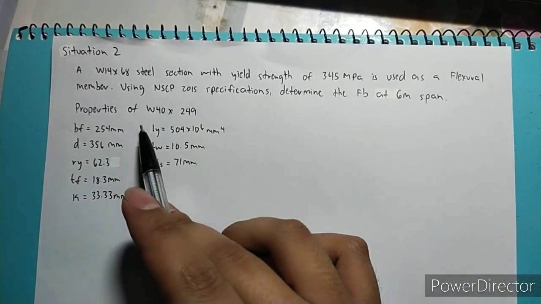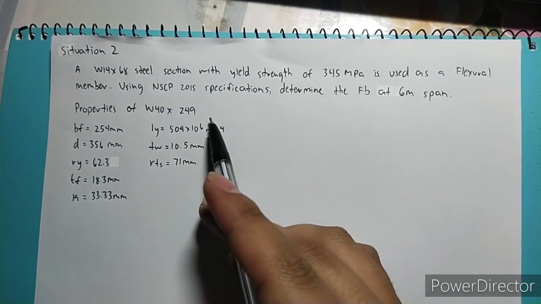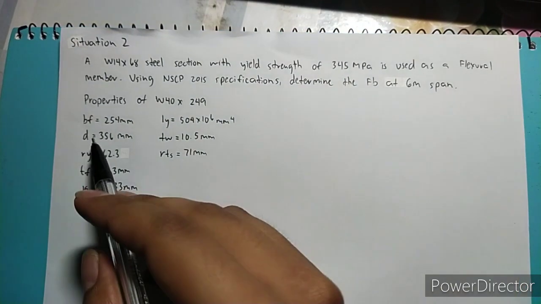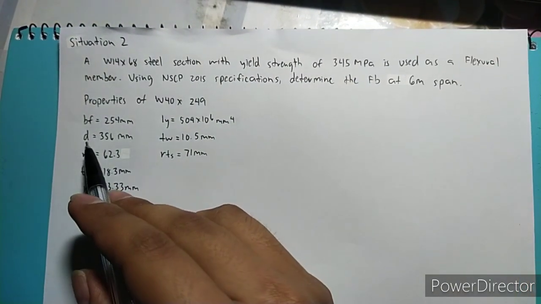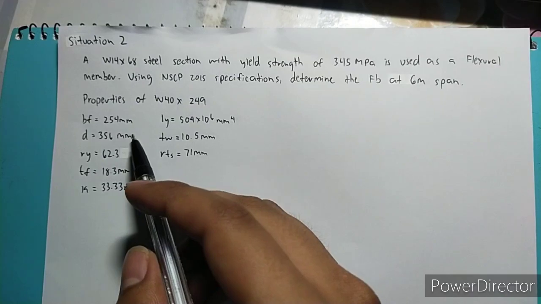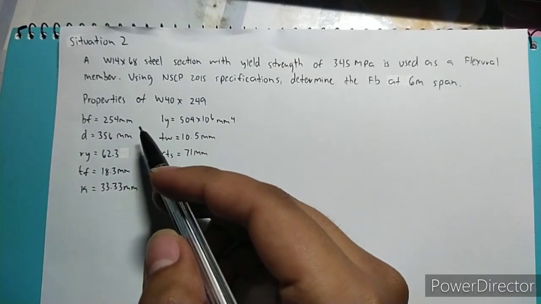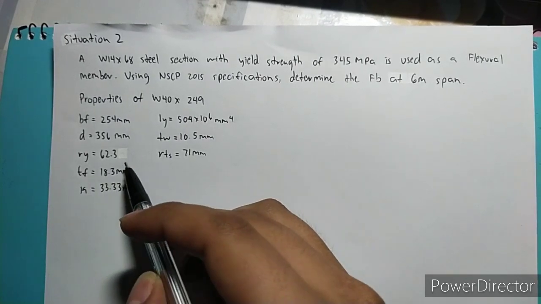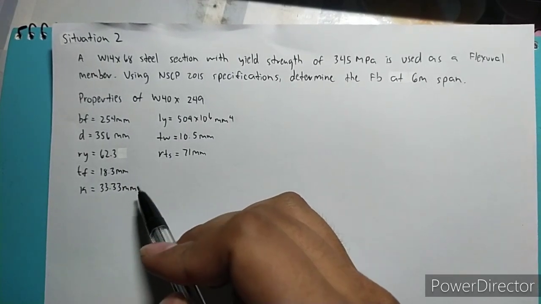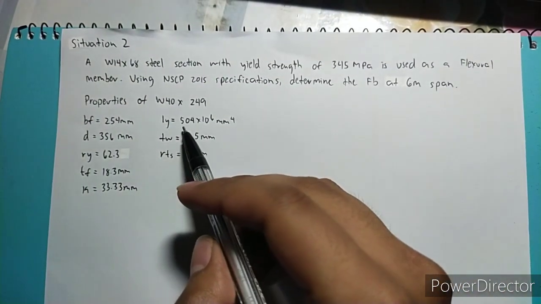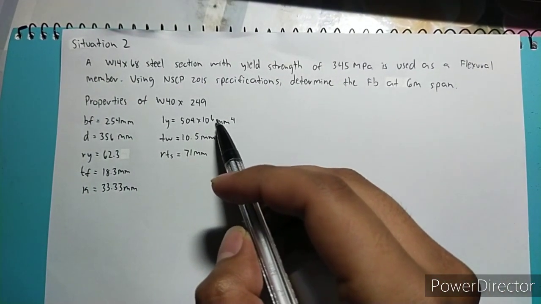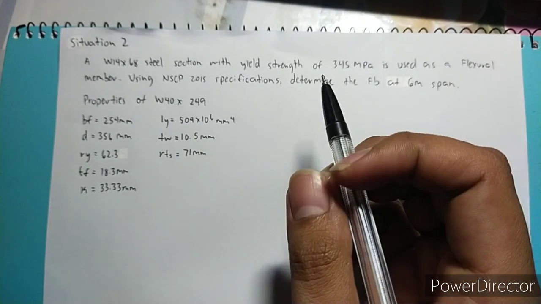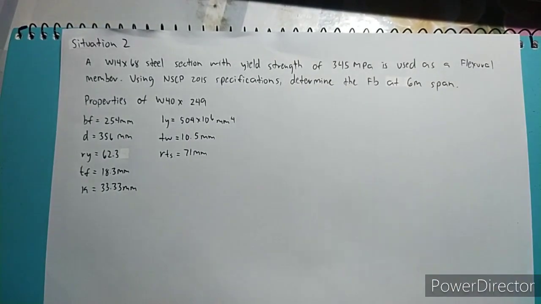So this is the properties of W14 by 68 steel section. So si BF natin is 254 mm. Si D or depth natin is 356 mm. Si RY is 62.3. Thickness of the flange is 18.3 mm. Si K natin is 33.33 mm. Si IY natin is 504 by 10 raised to 6 mm to the fourth. Thickness of web is 10.5 mm. And the RTS is 71 mm.